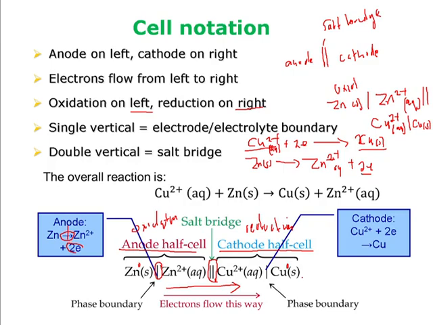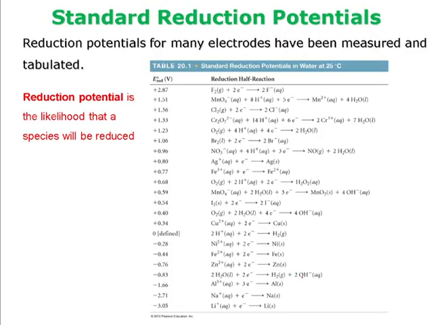Let's go to standard reduction potentials. These are standards that give us very useful information to determine which reaction will undergo reduction. So reduction potential basically will just tell you the likelihood of a reduction reaction. So these are the values that you have. You have E0 red, meaning E0 is standard, and red means reduction.